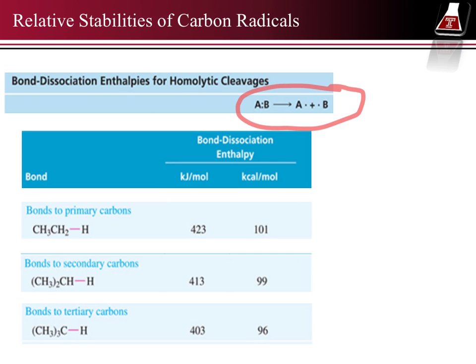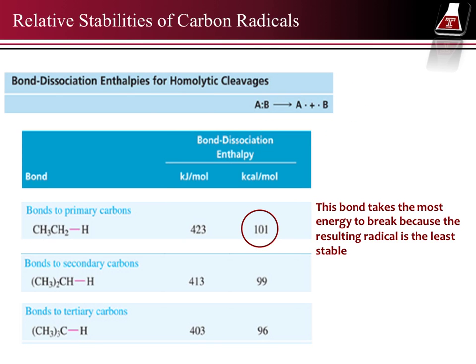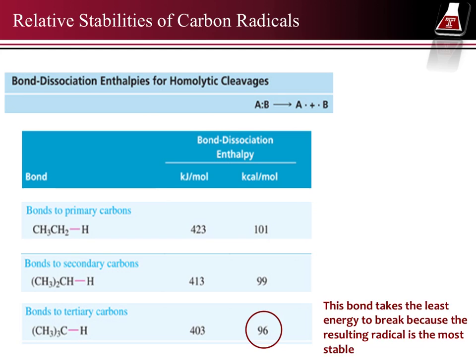Okay, so you'll notice that it takes the most energy to break the CH bond from a primary carbon. The reason for this is because a primary radical, the product, is going to be more unstable, higher in energy, more reactive. So it takes more energy to create that species. Therefore, it should come as no surprise that it takes the least amount of energy to form a lower energy or more stable radical from a tertiary carbon CH bond, shown here.